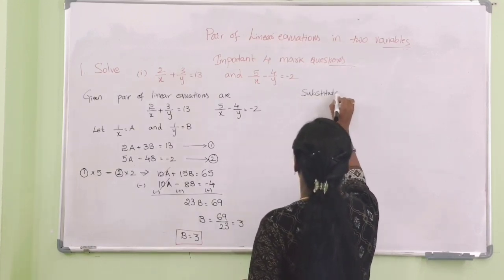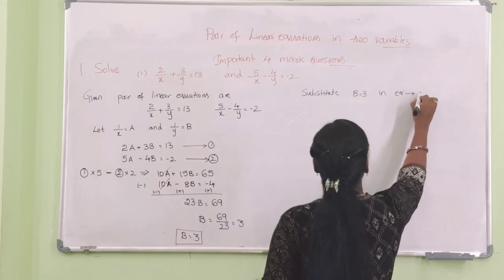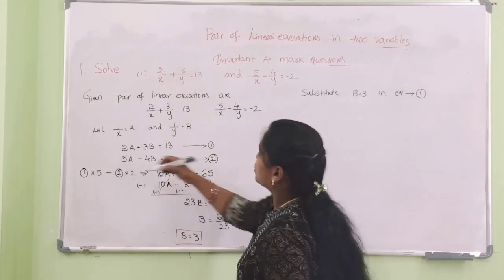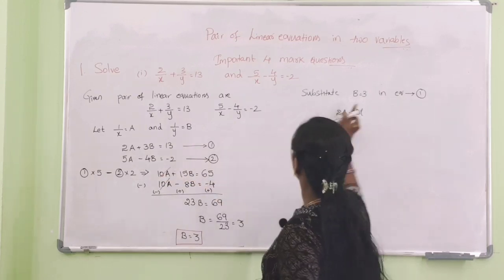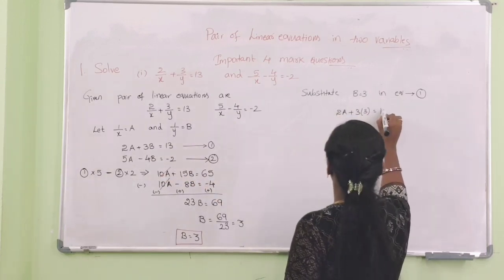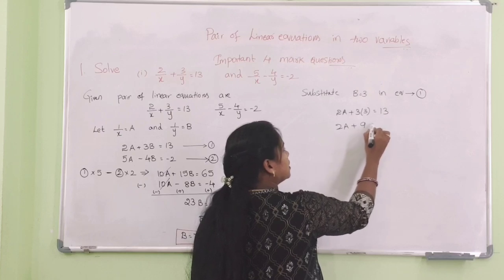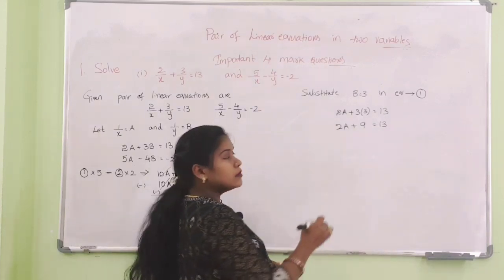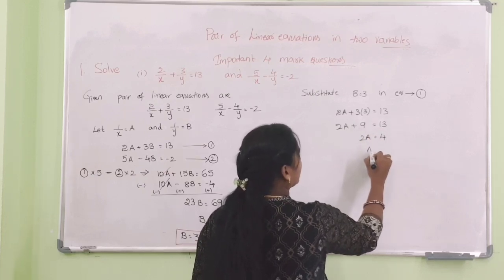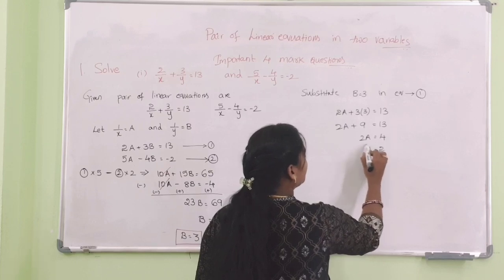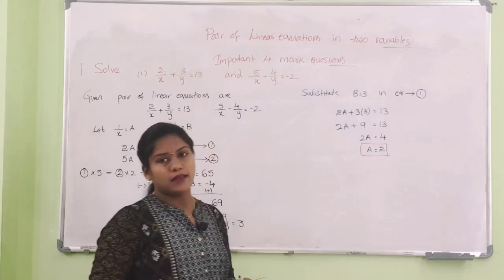Substitute b is equal to 3 in equation 1. So 2a plus 3 into, what's the value of b? 3, is equal to 13. Then we get 2a plus 3 3's are 9, which is equal to 13. 2a is equal to 13 minus 9 equals 4. Then we get a is equal to 4 by 2, which is equal to 2. So we got the value of a as 2.